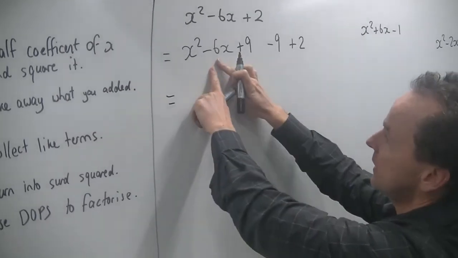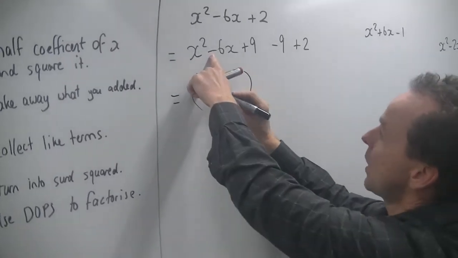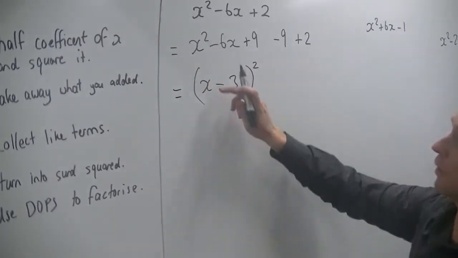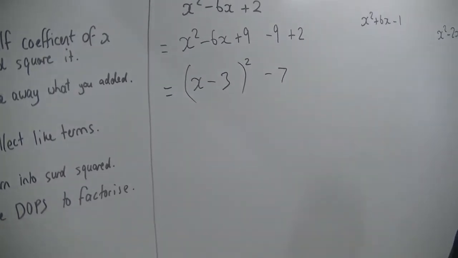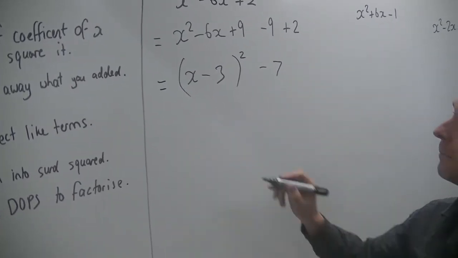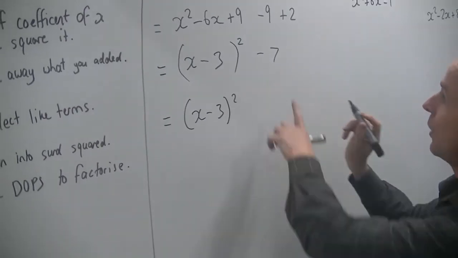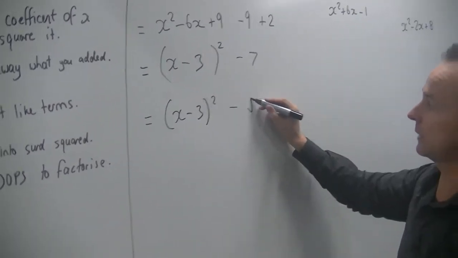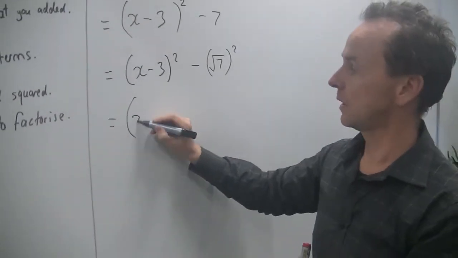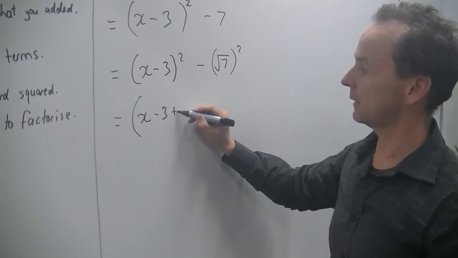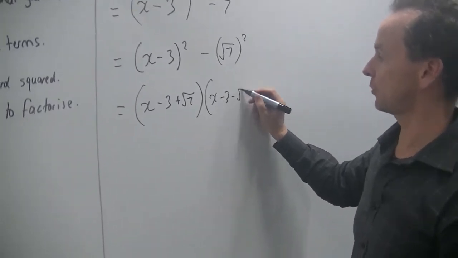We can factorise this. I'll do that in one step. Factorise this, and we get x minus 3 all squared. It's a perfect square. And minus 9 plus 2 is minus 7. That's called turning point form. Next one, x minus 3 squared. We want to turn this into something squared, so it'd be negative root 7 squared. And now we use DOPS, x minus 3 plus root 7, x minus 3 minus root 7.